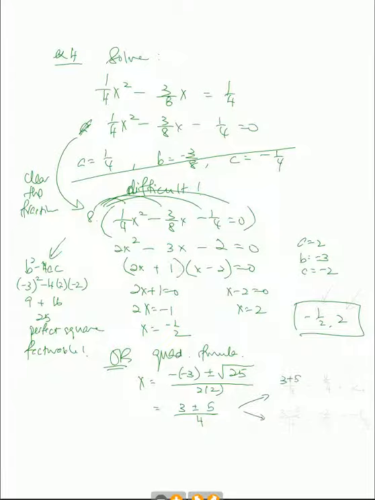That's 3 plus 5 over 4, which is 8 over 4, which is 2. So that's my 2 right there. And 3 minus 5 over 4, which is negative 2 over 4, which is negative 1/2. So you still get the same two answers, but it's using the formula versus using factoring.